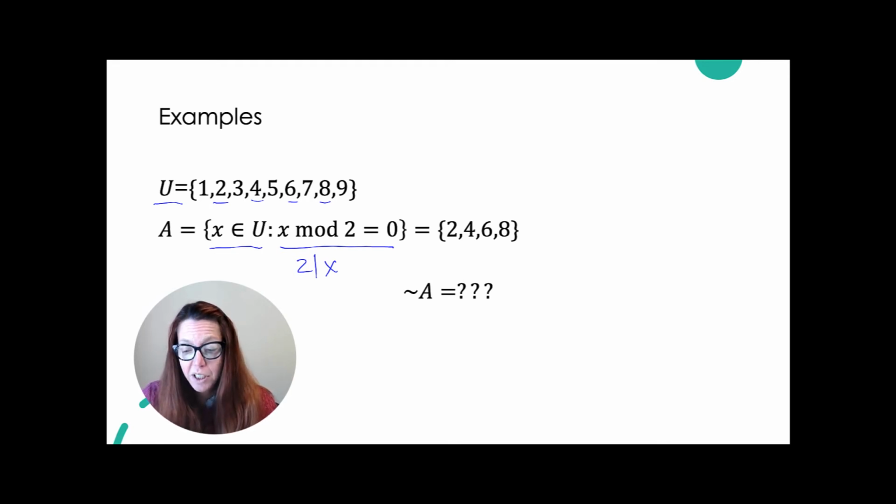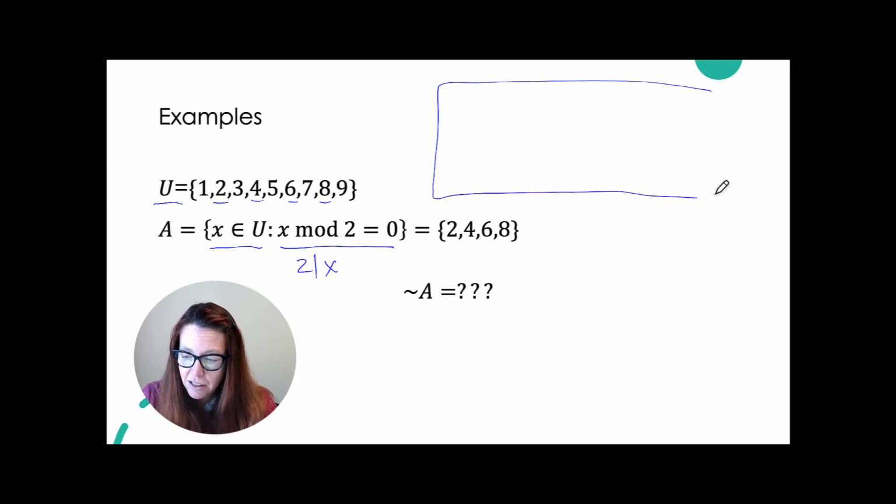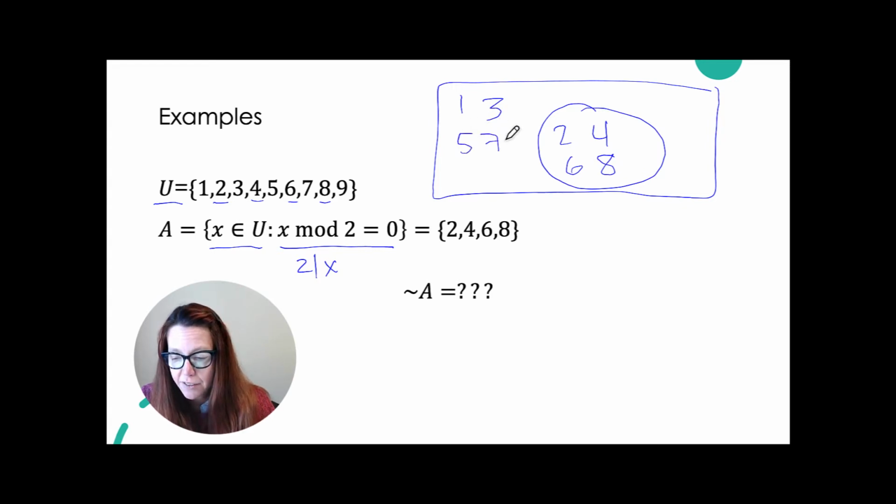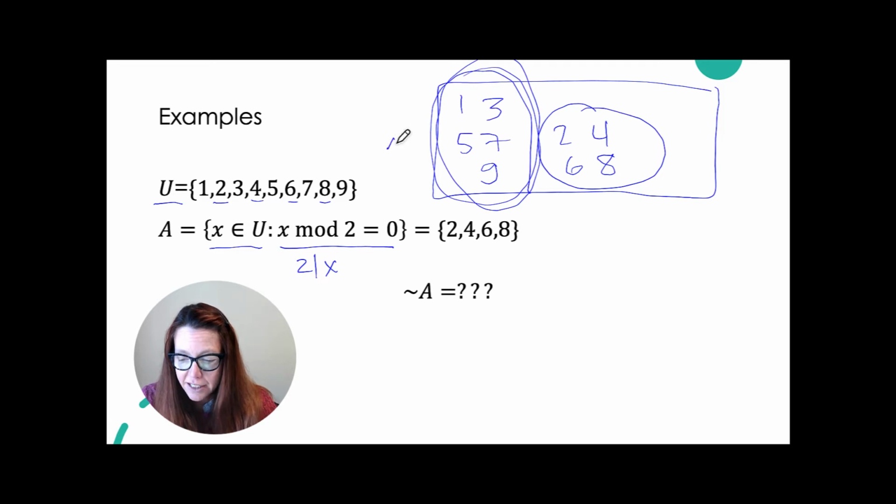Okay, so if we look at the complement then, it's the same as looking at our universe. So our universe is all those numbers. Well, let's make it set A: 2, 4, 6, and 8. And all the other numbers are outside of our set A: 1, 3, 5, 7, and 9. Everything outside of A, that's the complement of A. And so that's what we get for the complement of A.